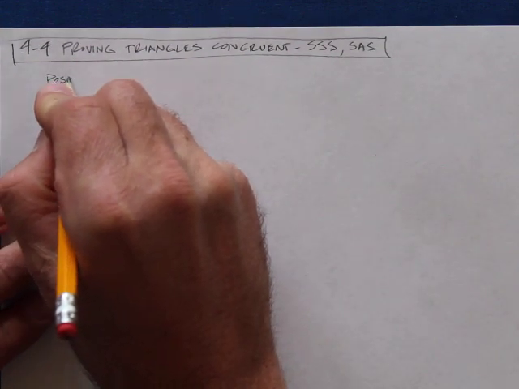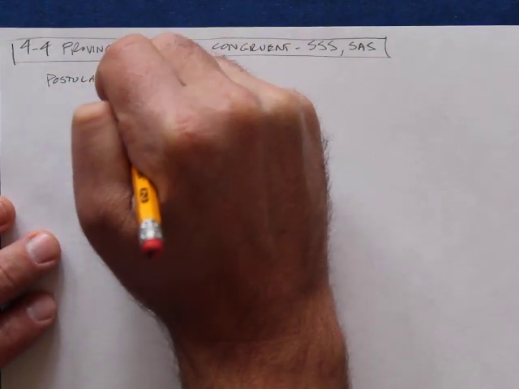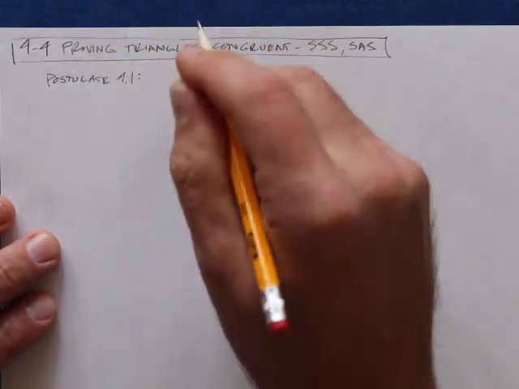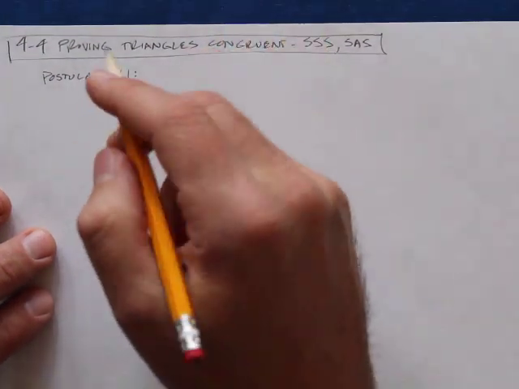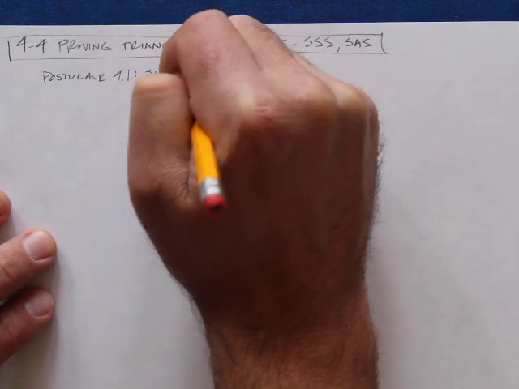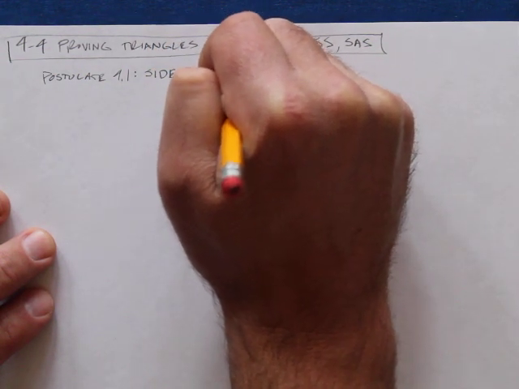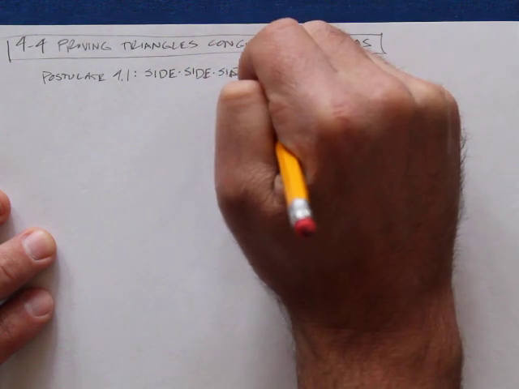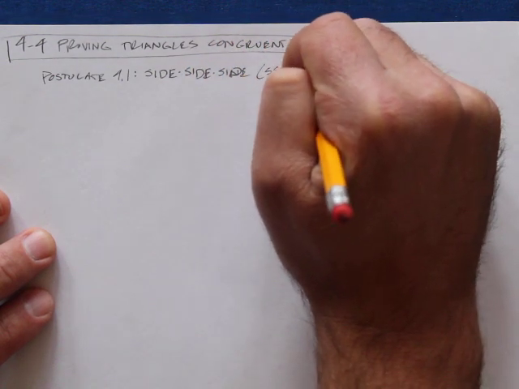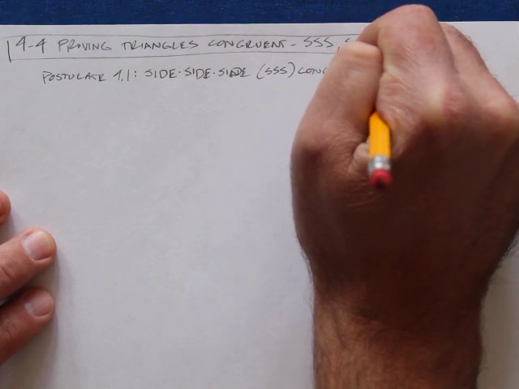And we have this postulate. In our book it's called 4.1. Don't worry about that. I don't care about the number. What I do care about is side, side, side, or SSS congruence.